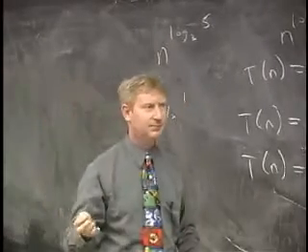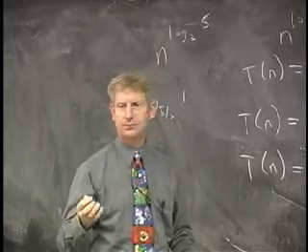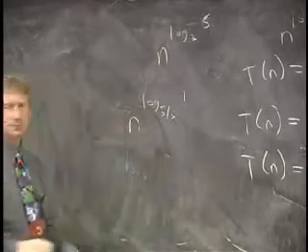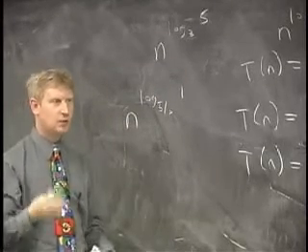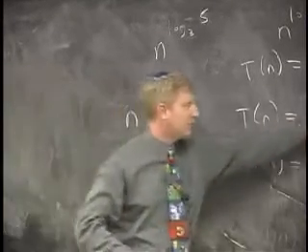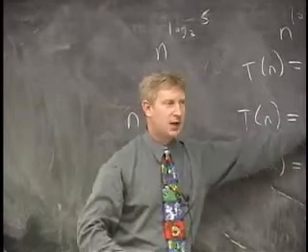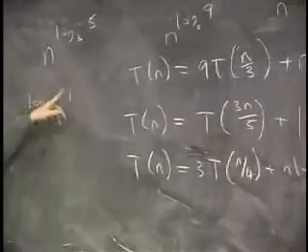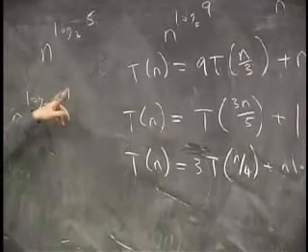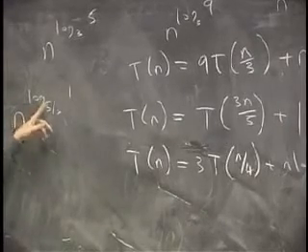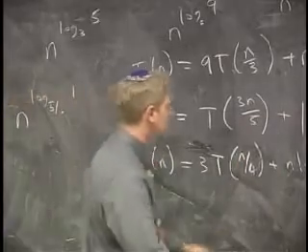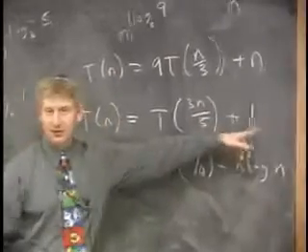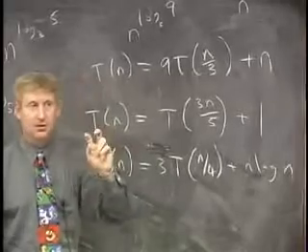How do you get 1? Anything to the 0 is 1. So the fact that this is 5/3 is kind of just a red herring. It could be any fraction at all. Log base anything of 1 is 0. N to the 0 is a constant. They're the same.